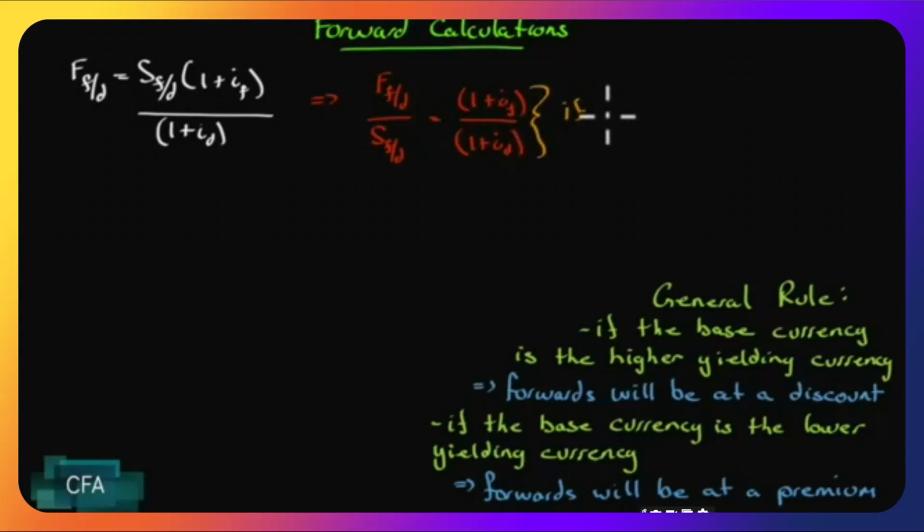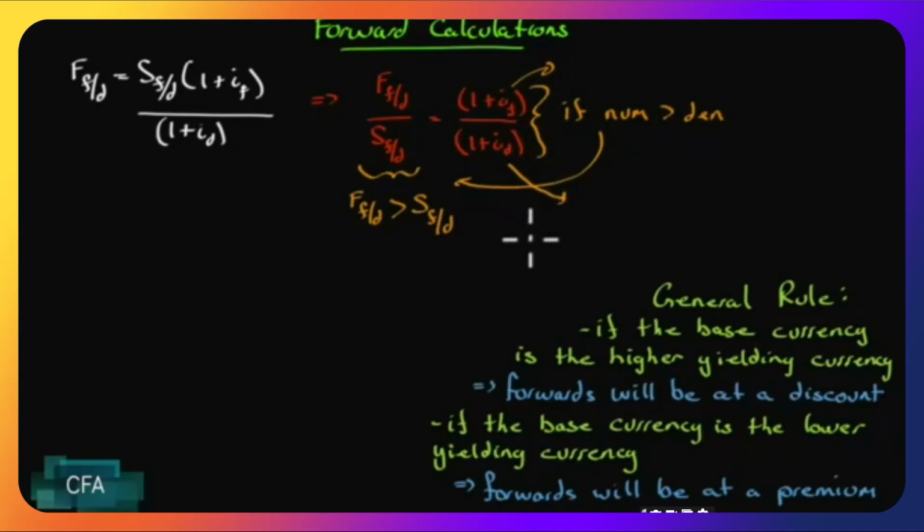Now, if the numerator is greater than the denominator on one side, and the left side and the right side must be equal, that implies that the numerator on the other side must be greater than the denominator, so that the forward rate must be greater than the spot rate if the foreign interest rate is higher than the domestic interest rate. Do you see that?